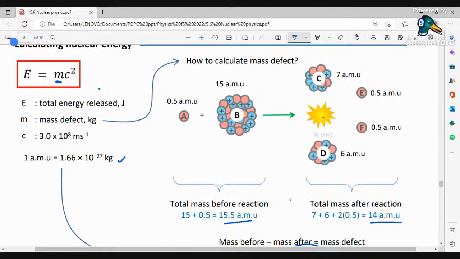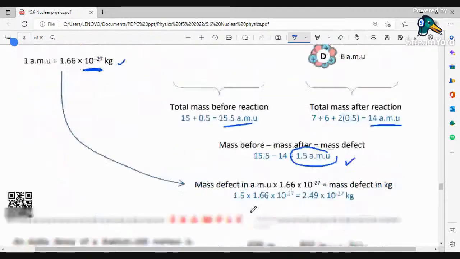Because one atomic mass unit is very, very small, 1.66 times 10 to the power of negative 27 kilogram. Mass of nucleus is also very small. Mass of proton is also very small. So if you state it, you need to state in this form, 10 to the power of negative 27, 10 to the power of negative 31. So the more practical way is to calculate using atomic mass unit. Okay, AMU.